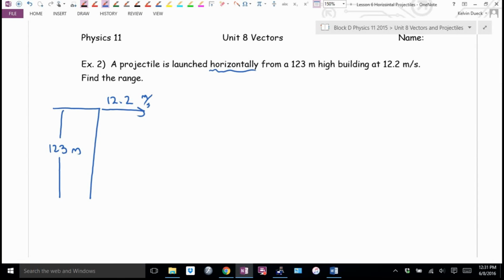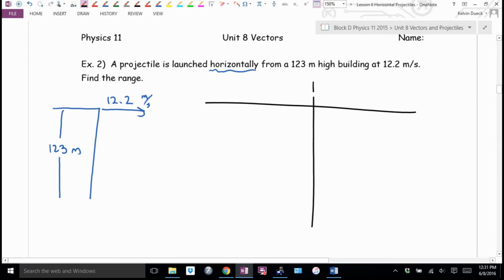Karin, what kind of a table am I going to draw here as a strategy, because this is a projectile? A T-table. Break it up into components. We're going to break it up into horizontal and vertical. Karin, what two things am I going to write, almost without thinking? What two things can I put in here?